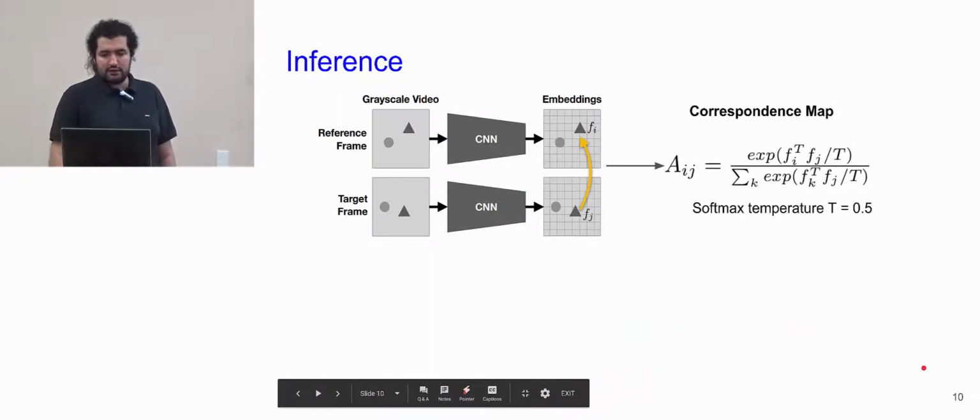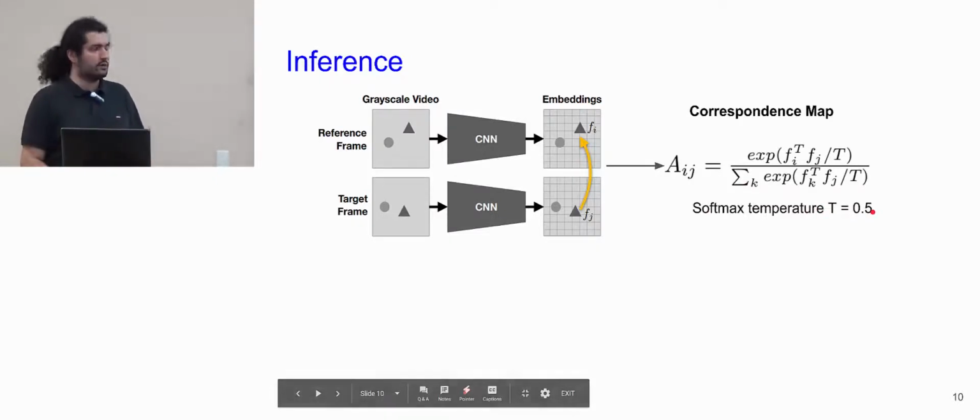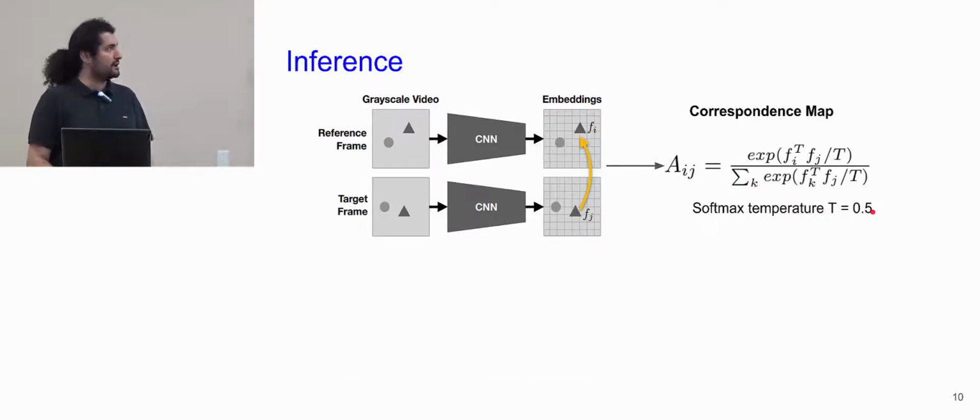At the inference level, they calculate the similarity matrix and use a softmax temperature in order to prevent blurry outputs, because sometimes the A matrix has some unconfident values which cause blurry outputs. They set the softmax temperature to 0.5.